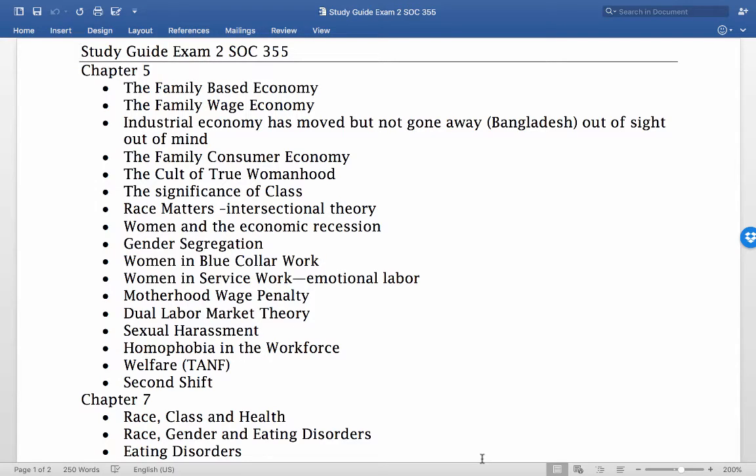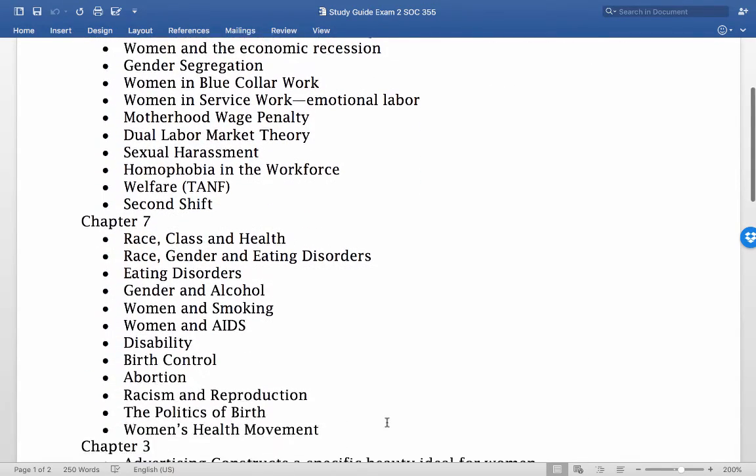Women in the economic recession, just the idea that women tend to be contingent workers more so than men. So when economic problems hit, they are often the first ones to go because they aren't the kind of workers that have the jobs that have security. Gender segregation is the pattern by which men and women are situated in different jobs throughout the workforce.